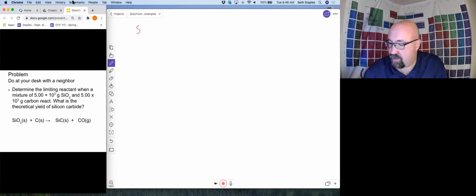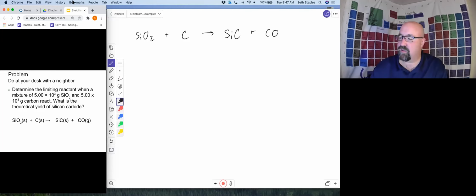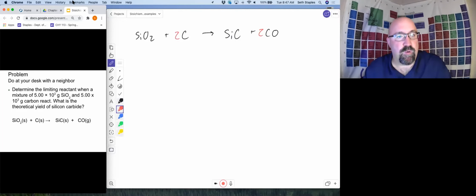And so we have SiO2. I'm just going to leave the states of matter off for now because they don't really matter for what we're doing. Plus carbon forms our silicon carbide and carbon monoxide. Now we see that in order to balance this equation, we have two oxygens on our reactant side, but only one on our product side. We can fix that by having two carbon monoxides. That now gives us two carbons on our product side, so we fix that by putting a 2 in front of our carbon on the reactant side. So now we have a correctly balanced equation.